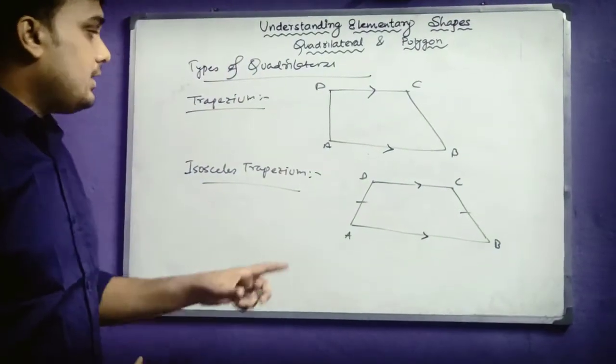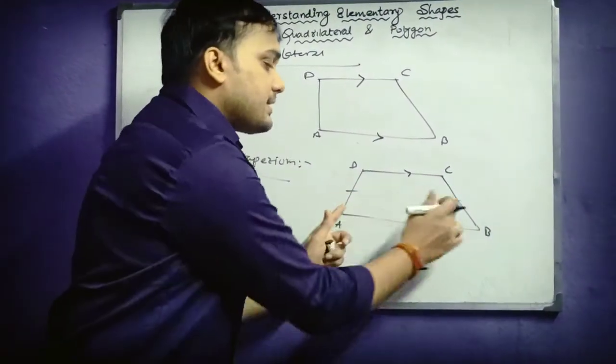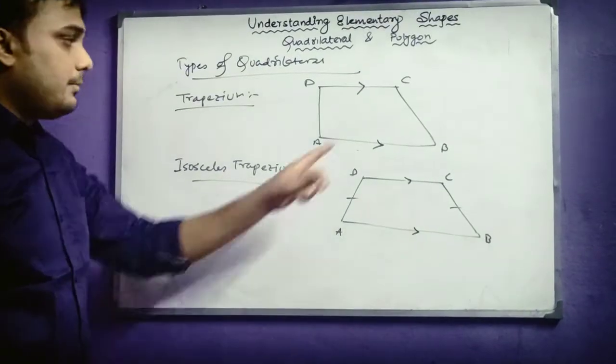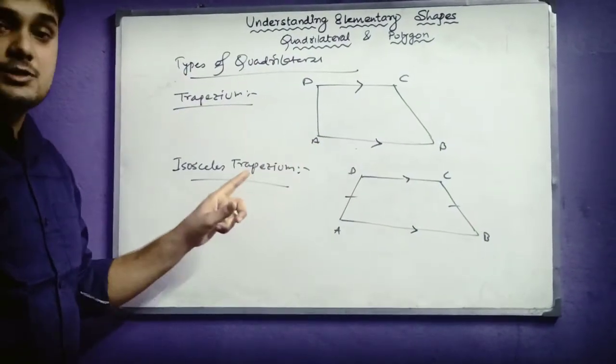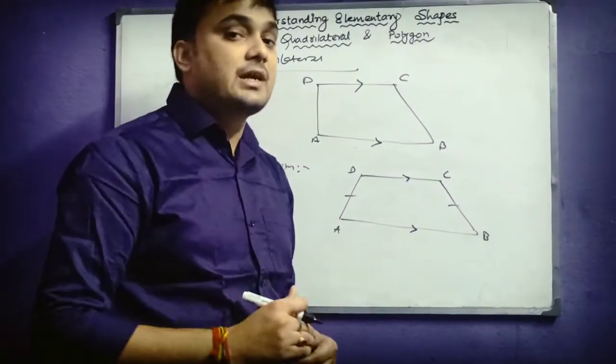Okay, so these properties are there in this also, but it has one more additional property, which is one pair of opposite sides is equal also, but it is not here. So that is why it is called an isosceles trapezium. As you know, in an isosceles triangle also two sides are equal.